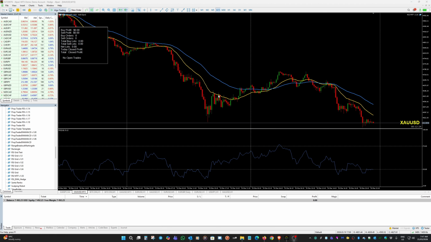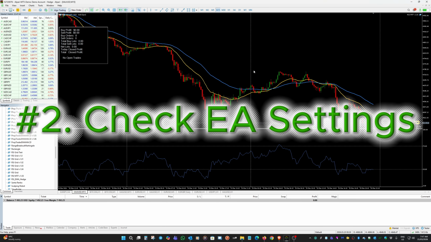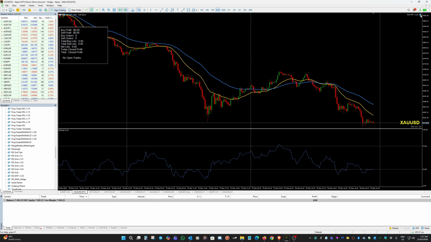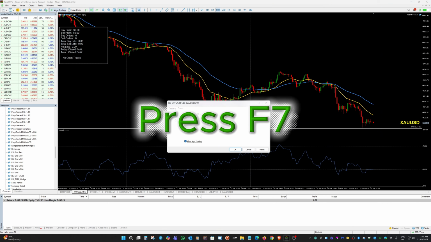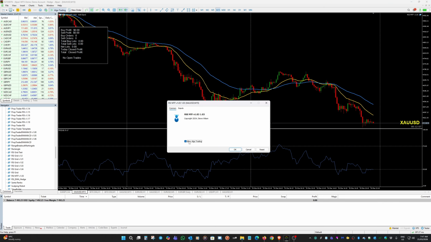Reason number two, let's look at your EA settings and check that automated trading is actually allowed or turned on in your EA. To do that, you can either double click on your expert advisor that's attached to the chart, or just press the F7 key to bring it up and look on the common tab. We'll see here, allow algo trading. So in this case, it is actually turned on.